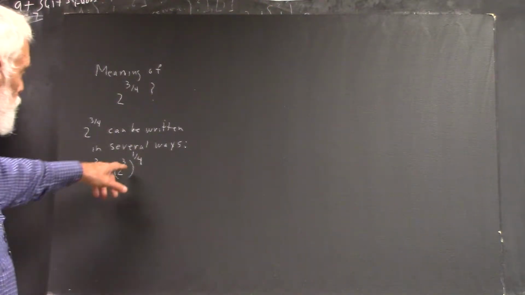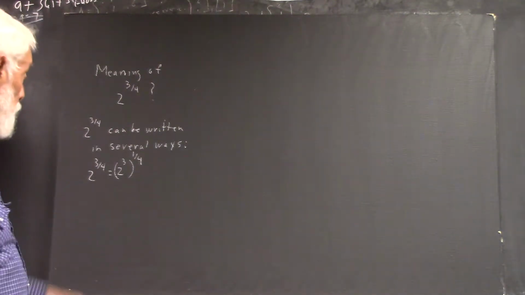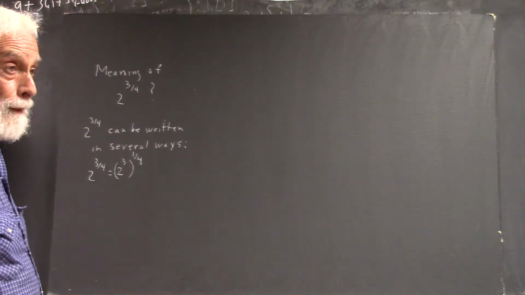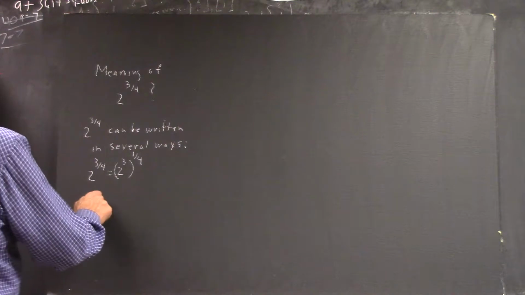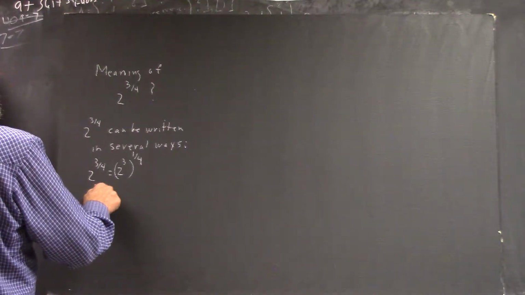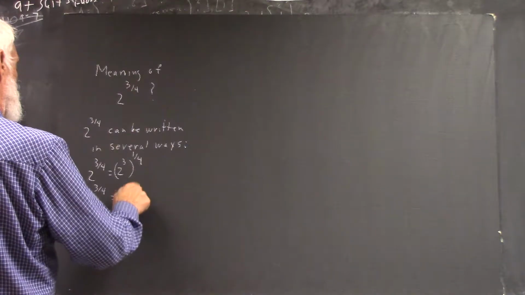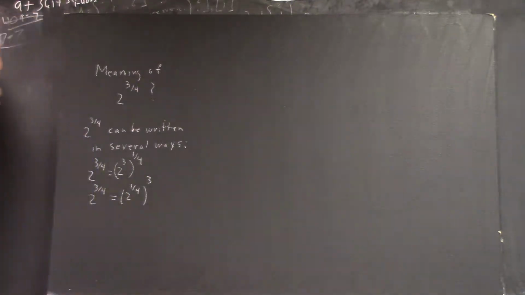We could write it as 2 to the 3rd to the 1/4. If you multiply 3 by 1/4, you get 3/4, right? Just by, again, the second rule. Or we could write it as 2 to the 1/4 to the 3rd. Same thing.